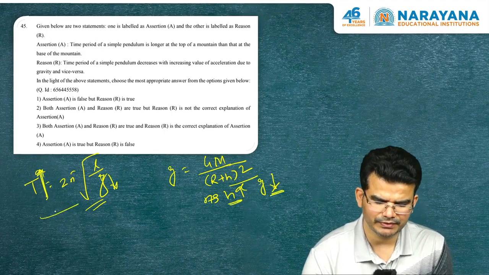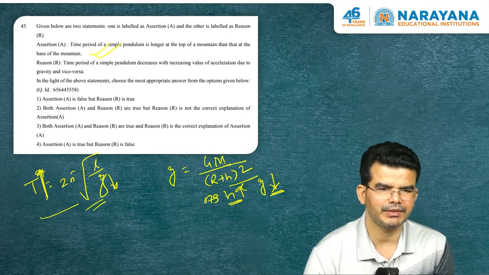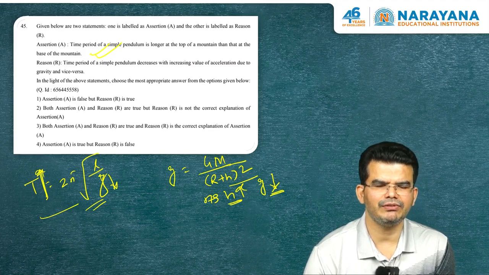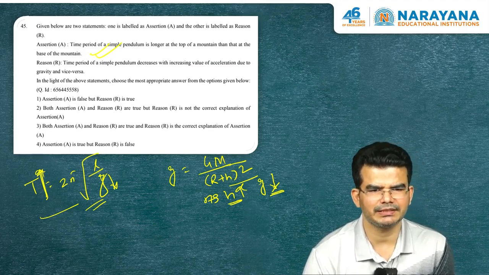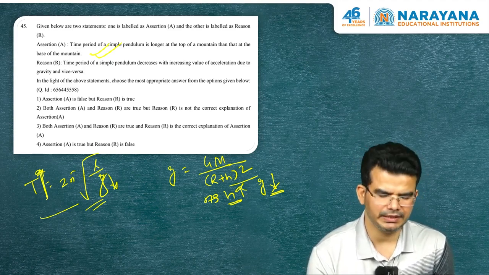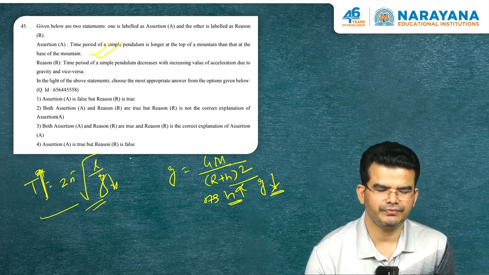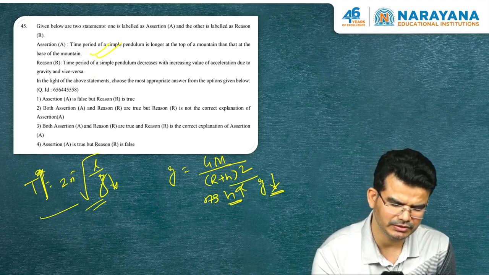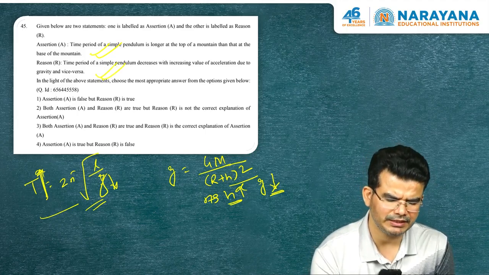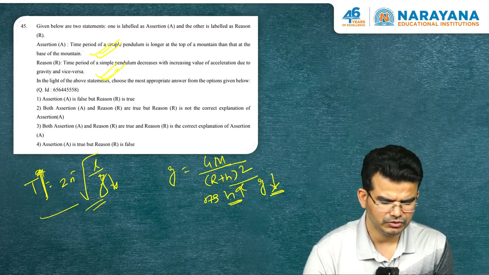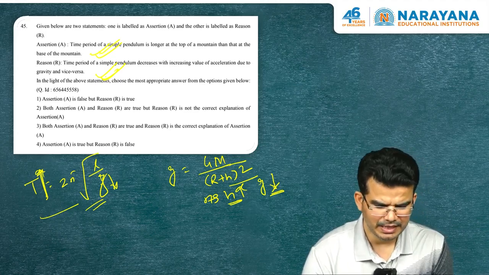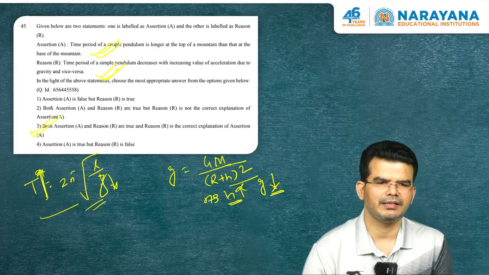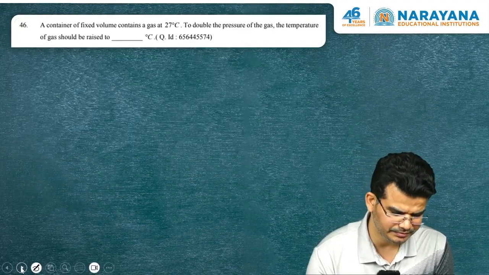So, I think the first statement is correct. What is the second statement? Time period of simple pendulum decreases with increasing value of acceleration due to gravity and vice versa. I think same thing. If g value increases, then time period will decrease and vice versa. So, definitely this is also a correct statement, and this is the explanation, because of this only we explained the first. So, I think both statements are correct and the correct explanation is also there. So, option number 3 is the correct answer. Okay, fine. Moving to next one.